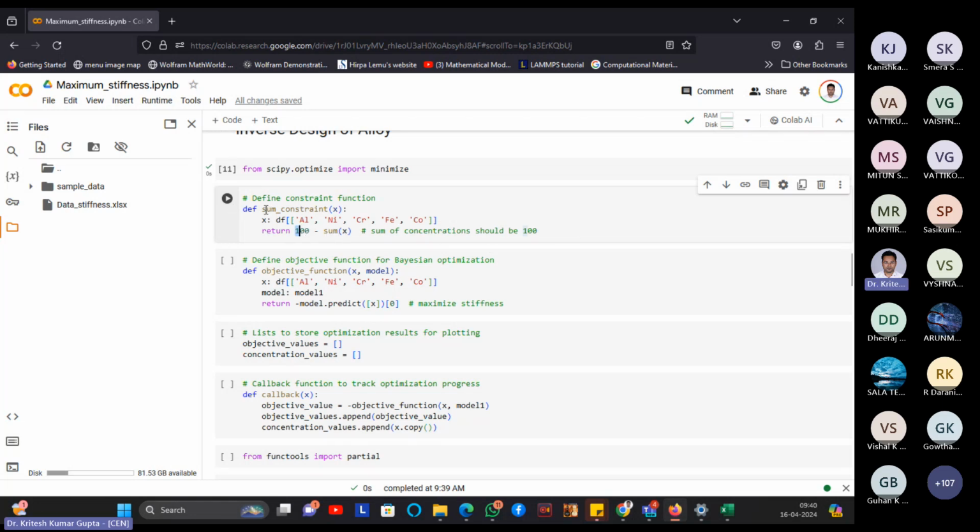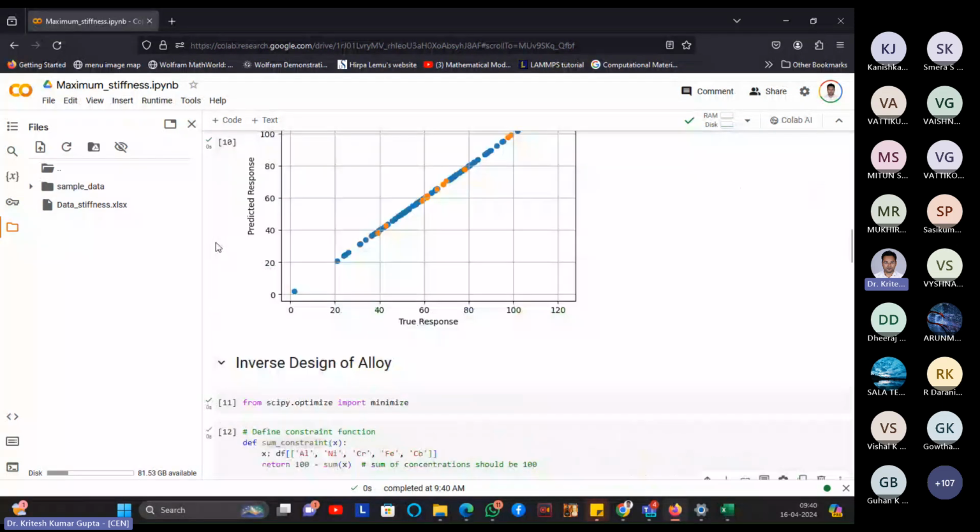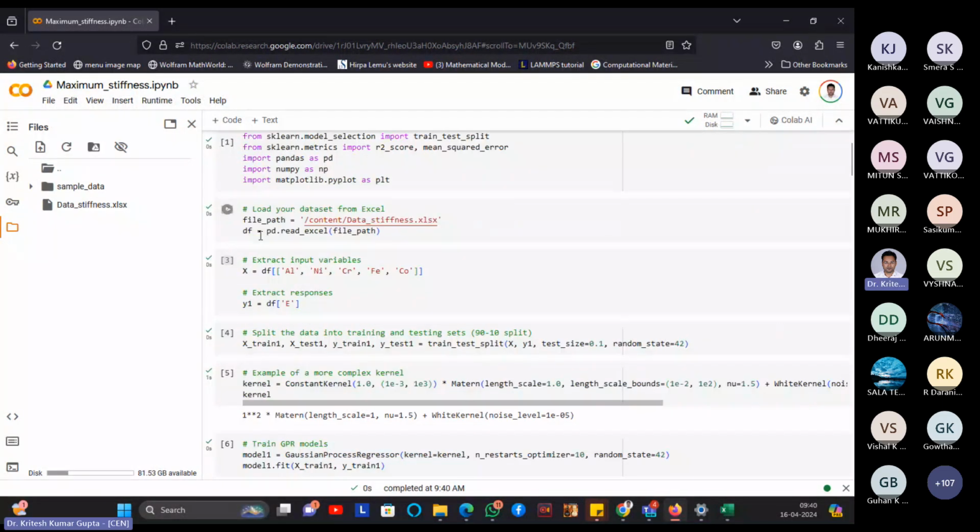So this sum constraint is the function which I am defining. I'm defining the objective function. What is the objective function? I have some input space. This input space is taken from here. So this is the input feature space for me.